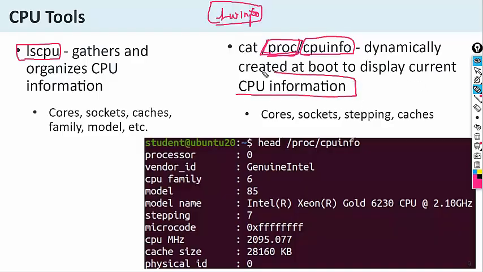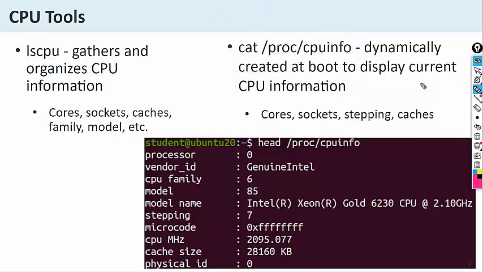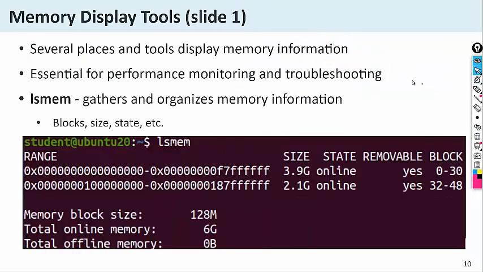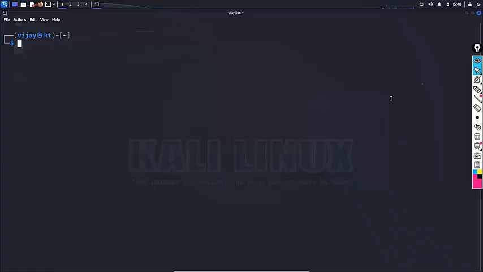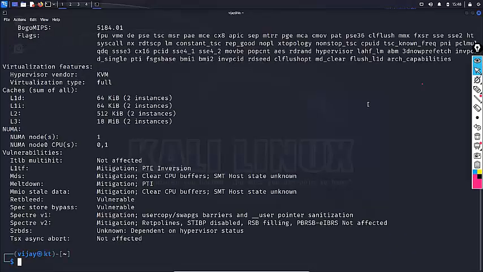What information will you get? You will get information on cores, sockets, threads, caches, and here you will also get the information of the models. Okay, so let's do that and get some information. For the CPU information, the command is lscpu. It will display the information related to the CPU.